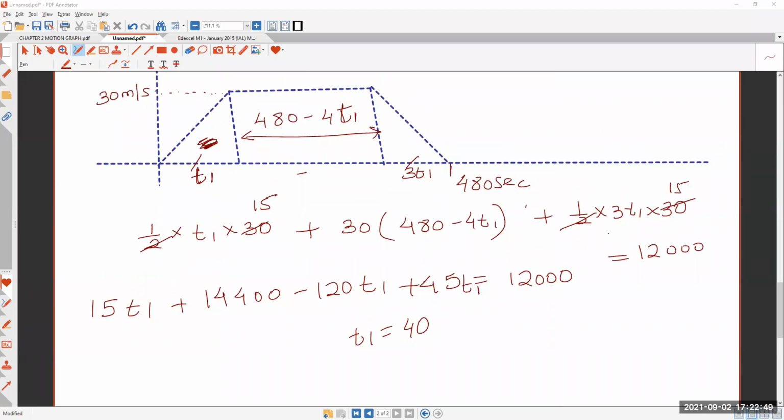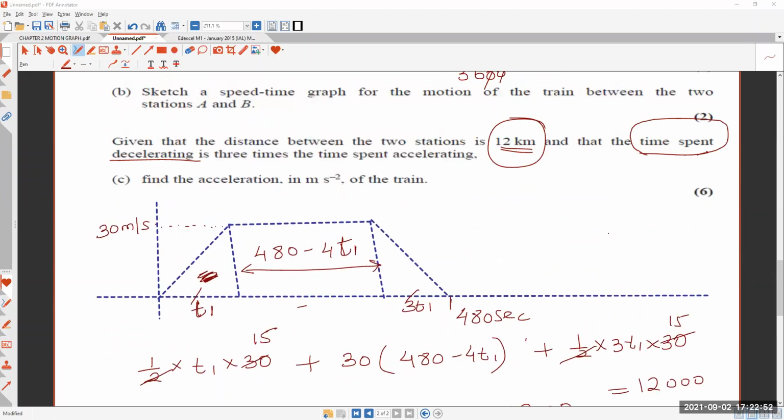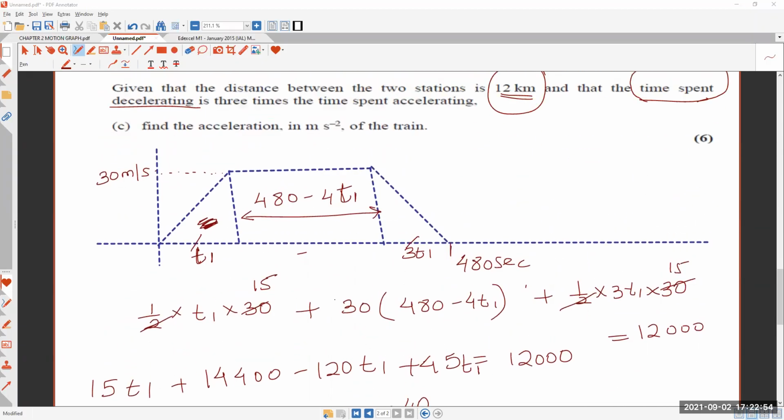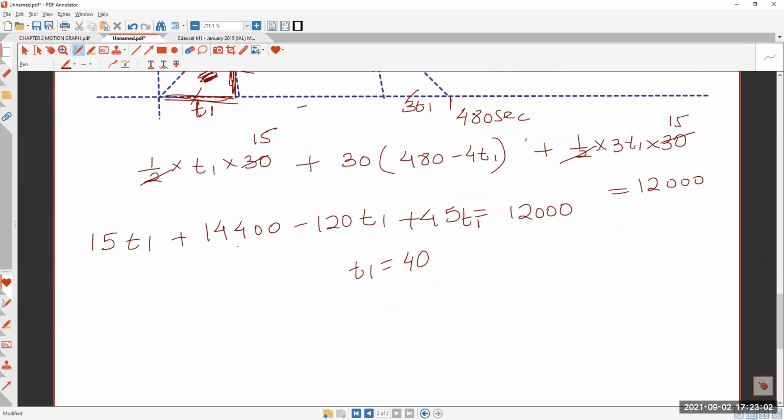Okay, so we got the t1 and I need to find the value of acceleration. You can see the acceleration over here, it's going to be rise by run. Rise is 30, run is 40, so acceleration is 30 divided by 40, 0.75 meter per second squared. Clear? Okay, now let's go to the next concept.